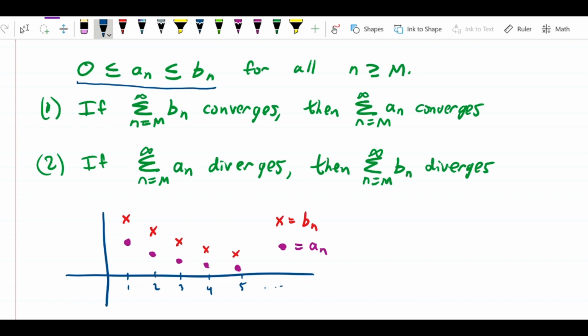And similarly, if we were to discover that b_n diverges, in other words, that the x's add up to infinity, all we can say is that the purple dots are smaller. We don't know whether it's just a smaller version of infinity or if it's actually finite. So you have to draw the conclusions in the correct direction, and depending on what you find out about a_n and b_n, you may end up with an inequality from which you can draw no conclusion at all.